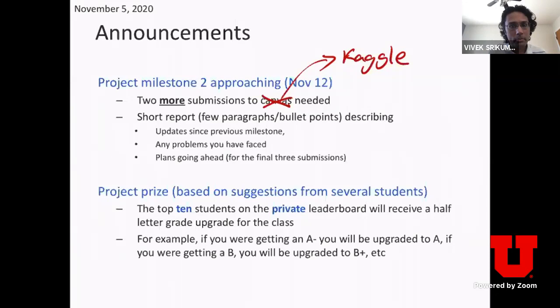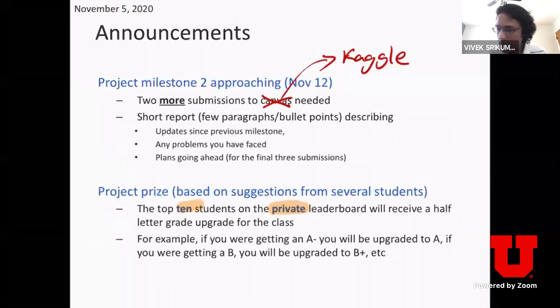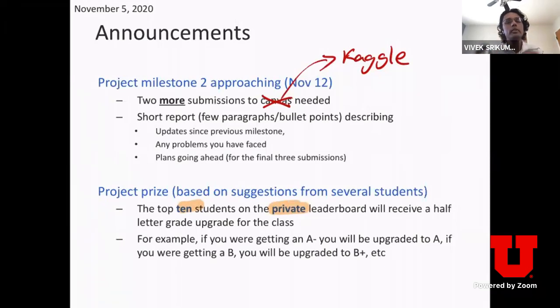The top 10 students on the private leaderboard on Kaggle will get a half letter grade bump. So if you were getting an A minus, you'll be bumped up to an A, B will become a B plus, and so on. And this is only for the top 10 students on, importantly, the private leaderboard. You get to see the public leaderboard. I get to see the private leaderboard. Your submitted examples are partitioned into two, and even I don't know how the partition happens. Kaggle does that. And even though you are ranked in your view on the leaderboard according to the public leaderboard, the ranking that I see includes both the public and the private leaderboard.